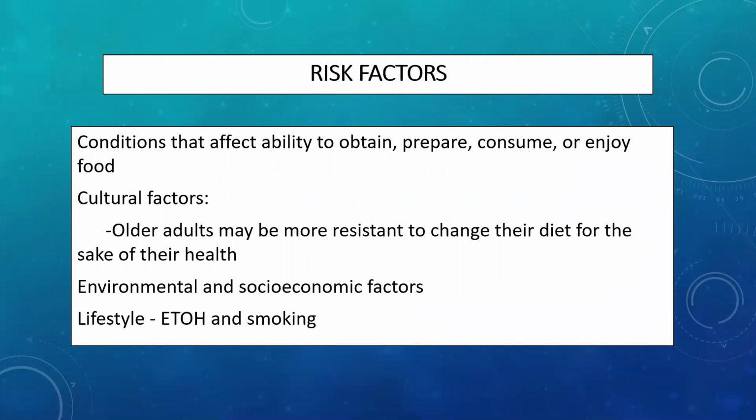Cultural factors: a lot of times it's hard for older adults to change their diet, even though it's healthier for them, because they've always lived this way or their mom cooked this way. And again, environmental and socioeconomic factors. Cost is going to be a big deal. Environmental: maybe I'm living with my daughter and she's cooking me food and I don't like it, and I have to eat it because it's the only thing I can get. Lifestyle, alcohol, and smoking.